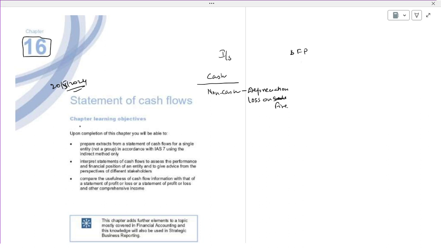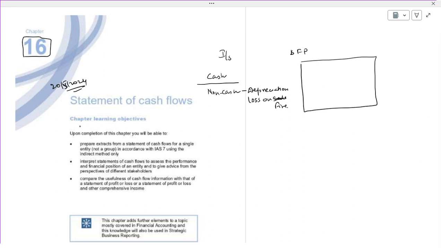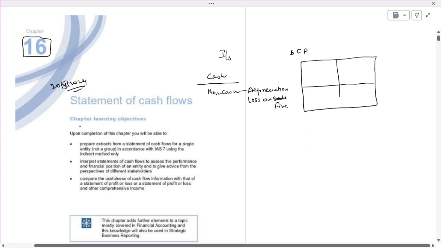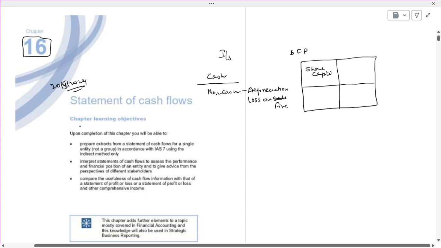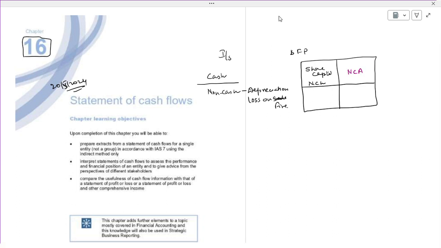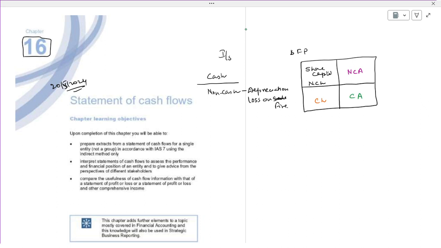In the statement of financial position, the balance sheet is divided under four different segments. Very simple, very easy. First, share capital and non-current liabilities. The second part is non-current assets. The third one is current liabilities. And the fourth one is current assets.